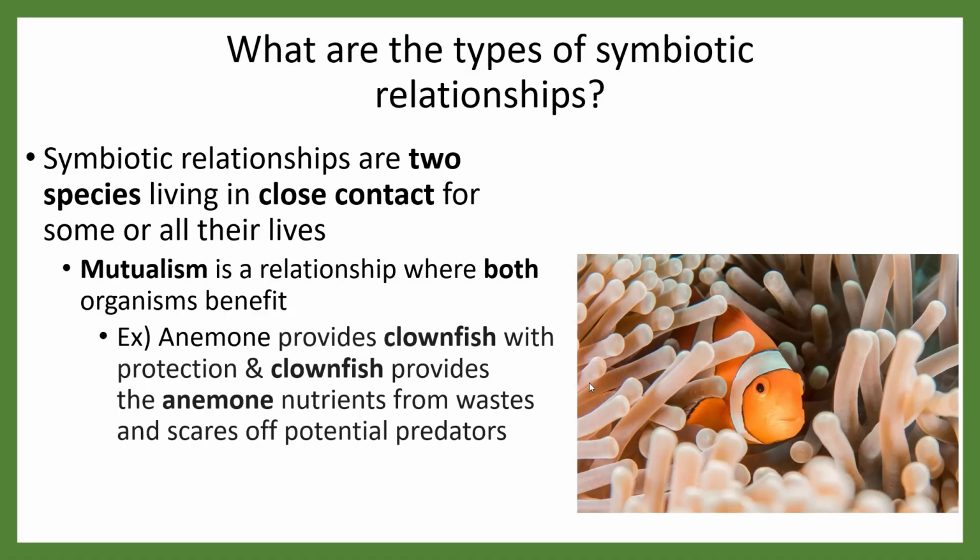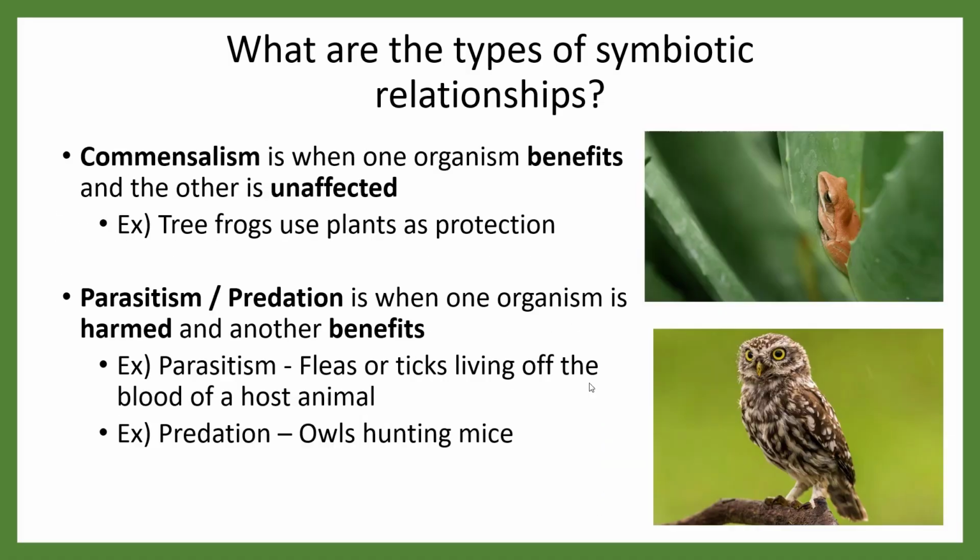The anemone here provides a clownfish with protection. The clownfish provides the anemone nutrients, scares off potential predators, and cleans parasites. So both benefit. It's a plus-plus relationship. That's a mutualism. Then we have commensalism. It's a plus-zero relationship. So one organism gets a benefit and the other organism gets, well, nothing.